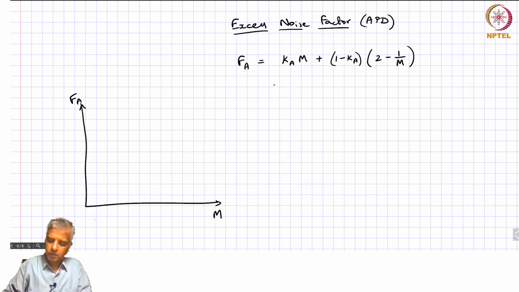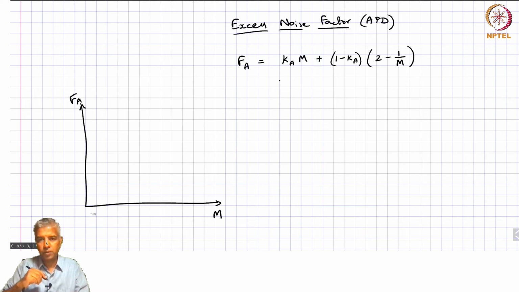Now, to look at that, first of all, we can substitute different values of Ka and see how this expression works out. So, the easiest thing is if Ka equals 1. So what happens? Well, if Ka equals 1, then the second term disappears and you are just left with that first term. So this is basically FA equals Ka multiplied by M.